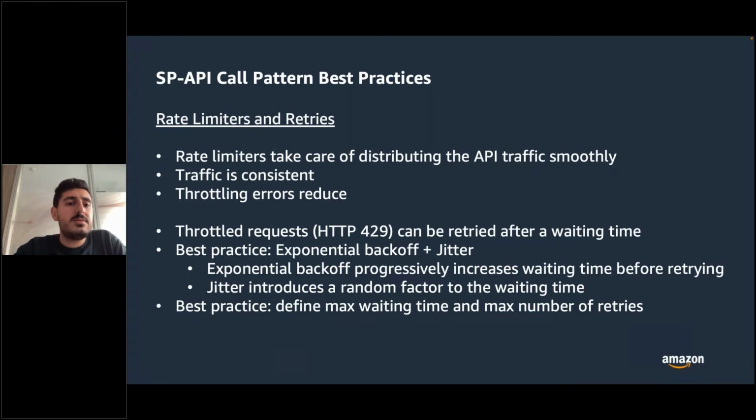Perfect. Now let's move on to rate limiters and retries. It's always important when architecting your application to keep rate limits in mind. Excessive API throttling can result in many problems, such as job failures, delays, and of course, ultimately, it can cost your organization time and money.